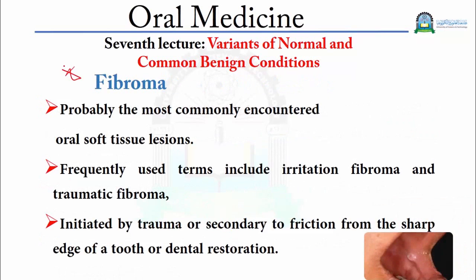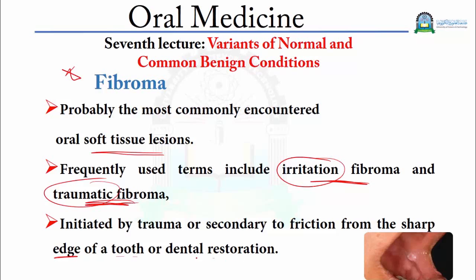Fibroma, probably the most commonly encountered oral soft tissue lesion. This is one of the common benign conditions. Frequently used terms include irritation fibroma and traumatic fibroma, due to the main causes of fibroma, irritation and trauma, initiated by trauma or secondary to friction from a sharp edge of a tooth, as well as dental restorations if it is a mal-restored tooth.